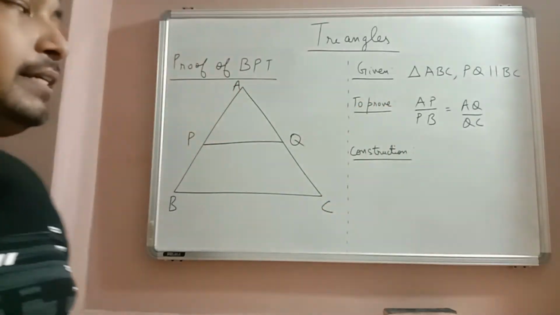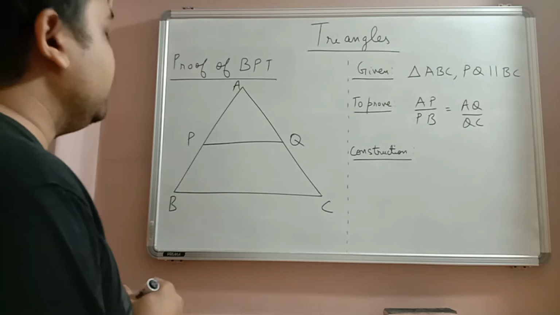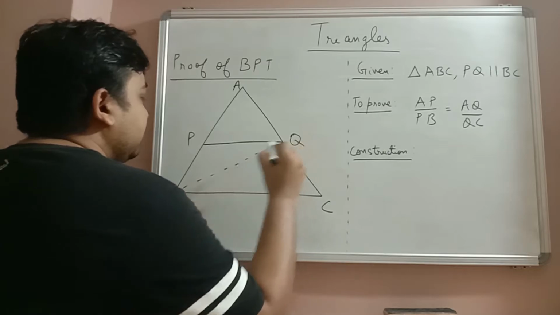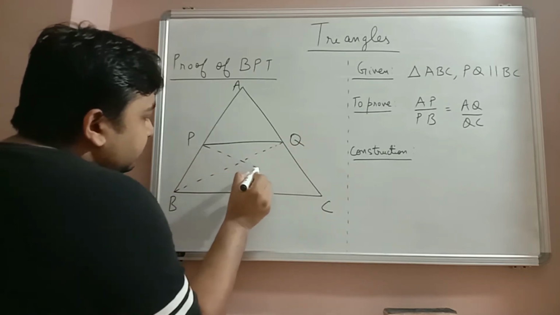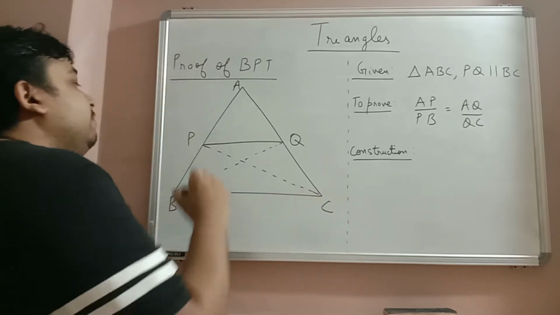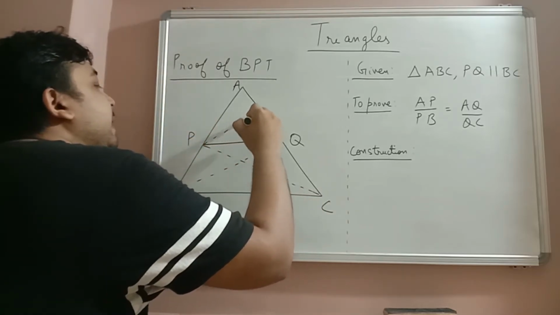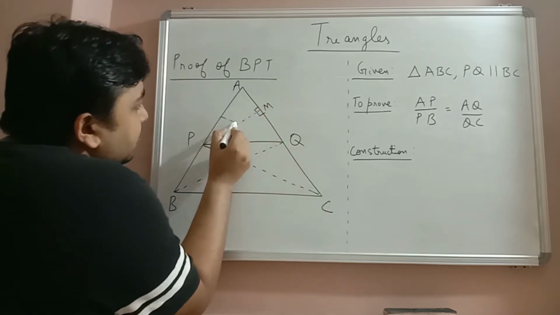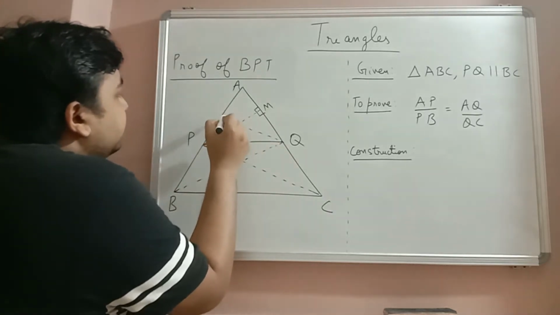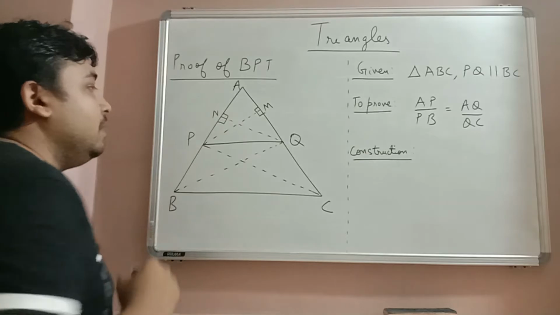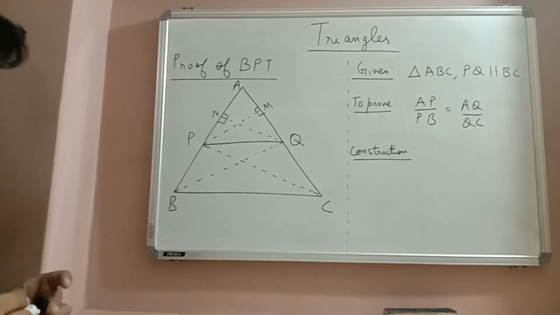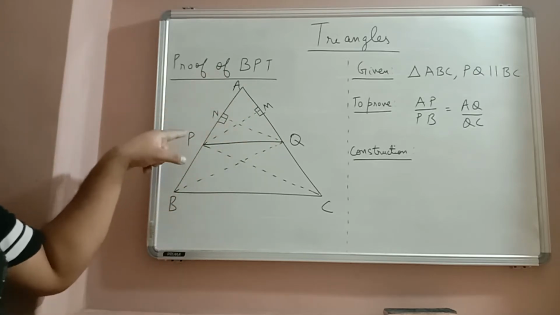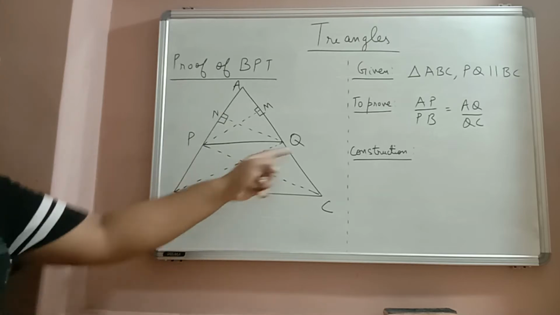Now we need to construct something. The construction which we have to do is, we have to join BQ and PC, and we have to draw PM perpendicular to AQ and QN perpendicular to AP. So we have done two constructions here. We have drawn PM and QN, PM perpendicular to AQ and QN perpendicular to AP, and we have joined PC and we have joined BQ.